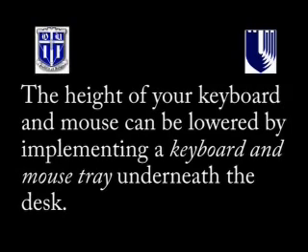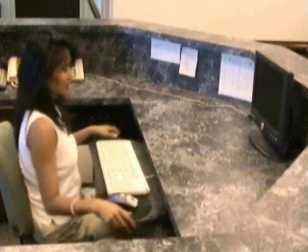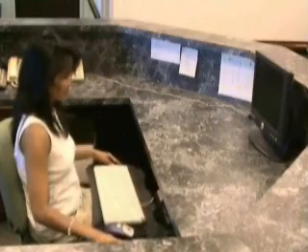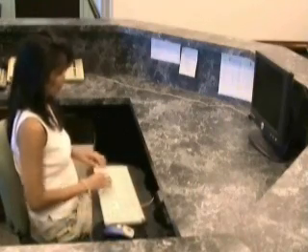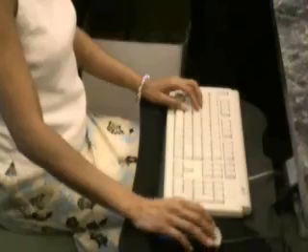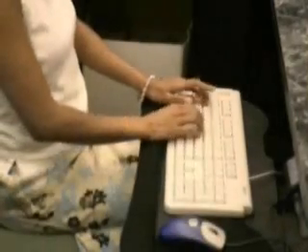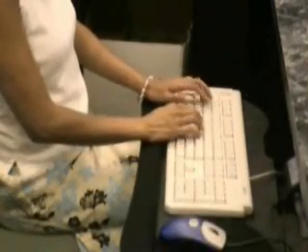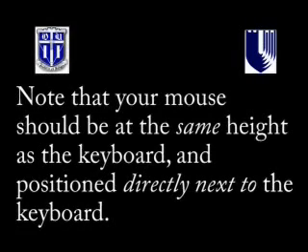The height of your keyboard and mouse can be lowered by implementing a keyboard and mouse tray underneath the desk. By using a keyboard tray to get your keyboard at the right height, you can gain the support of your backrest on your chair, you can avoid unnecessary contact stress on your arms, and you can relax your shoulders. Note that your mouse should be at the same height as the keyboard, as well as positioned directly next to the keyboard.